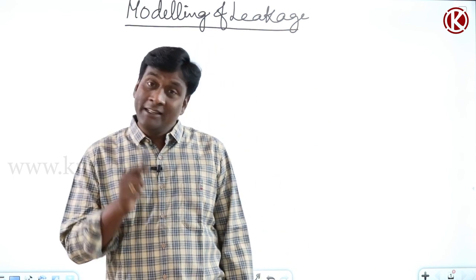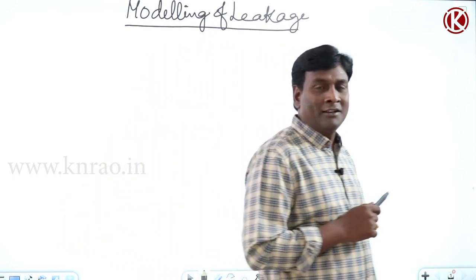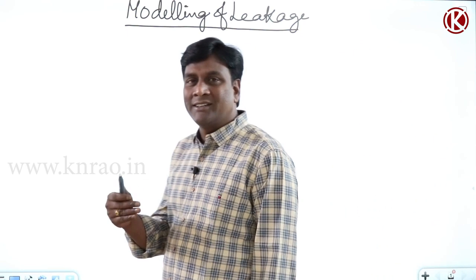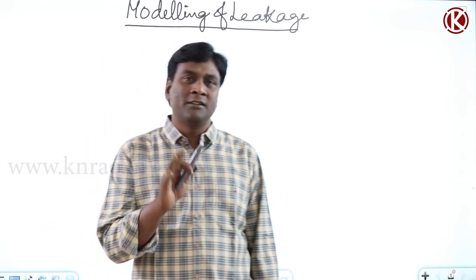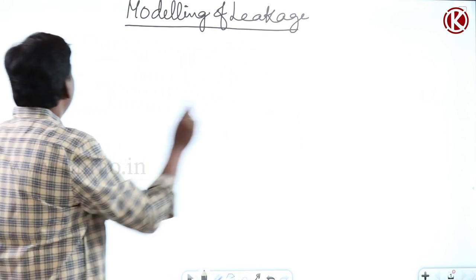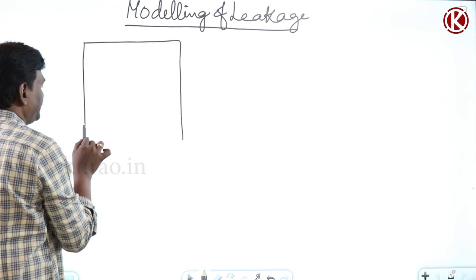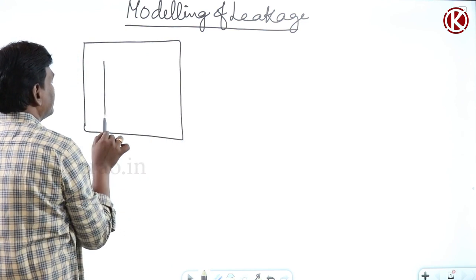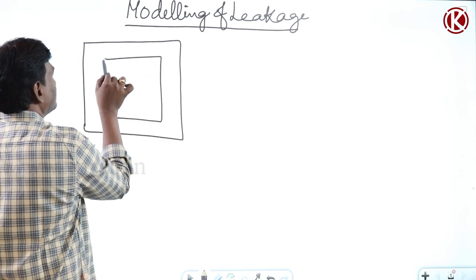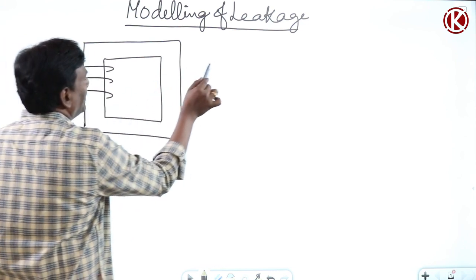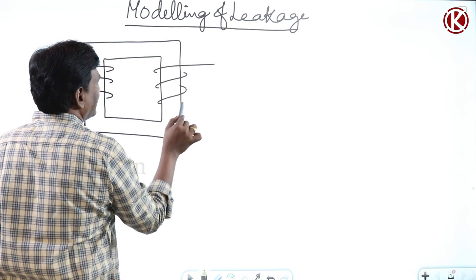The next thing is that leakage is linear. Why, you will come to know. At the start, as usual, we will go with a small contradiction, and at the end you will get the clarity. For example, if I have a transformer like this, this is going to be my primary and this is going to be my secondary.